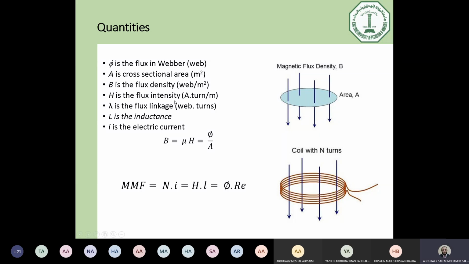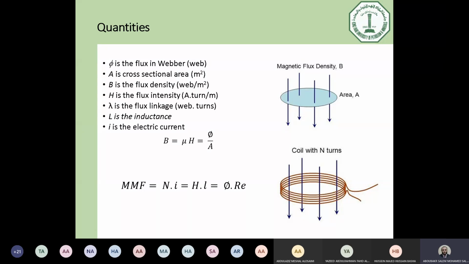The flux intensity itself is equal to ampere turn per meter. It depends on the supply, which is ampere turn. So the supply of the magnetic circuit will be called ampere turn. We have another term, which is lambda. Lambda is the flux linkage. So there is a classification for flux.